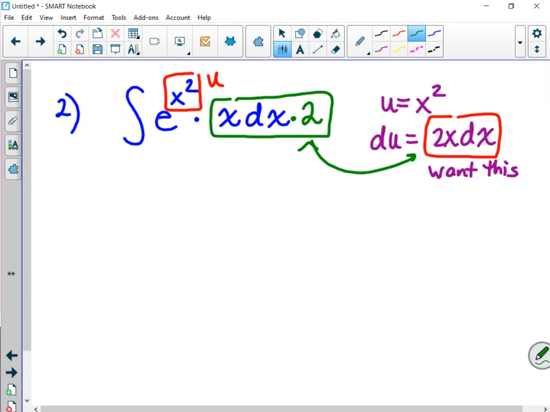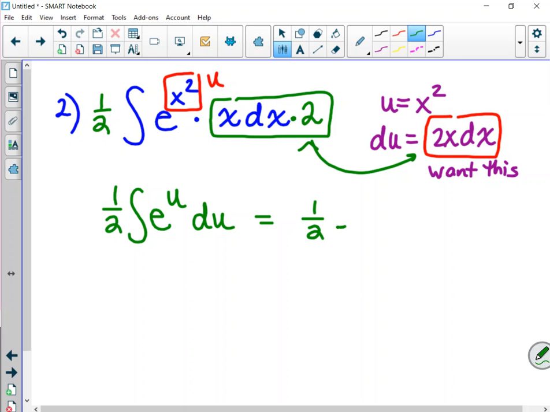Now I'm all happy because I have a 2x dx. But I gotta be legal. Keeping it legal. 1/2 out front. E to the u du. We are almost done. We barely have to do any more work. The next step really doesn't feel like we've done anything. Technically we have taken the antiderivative of e to the u. It just happens to be e to the u.